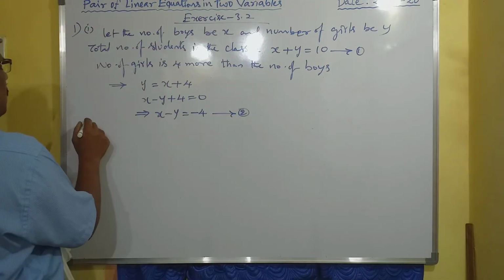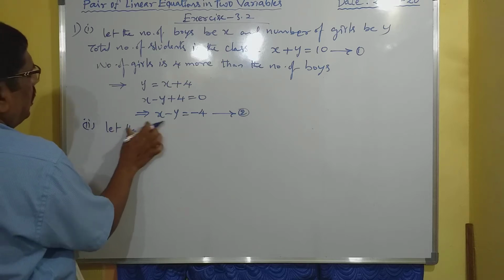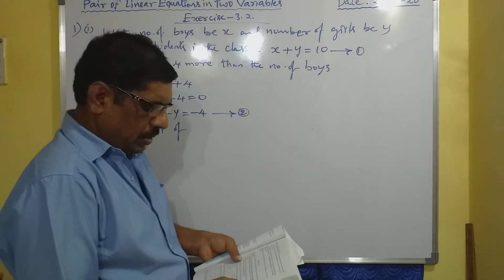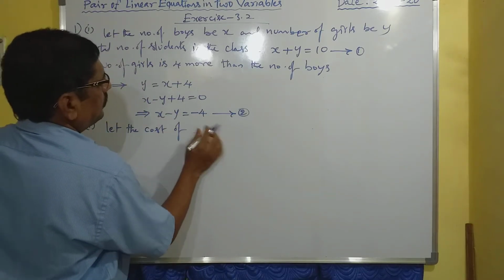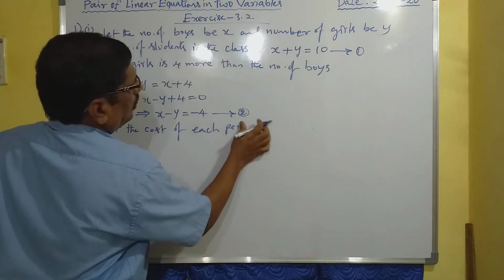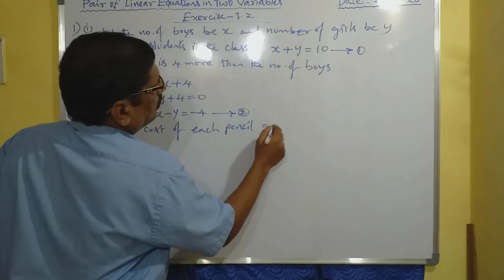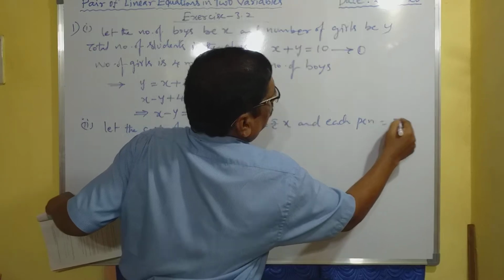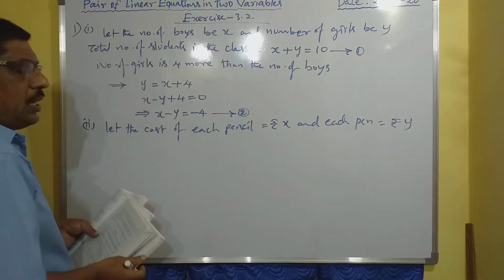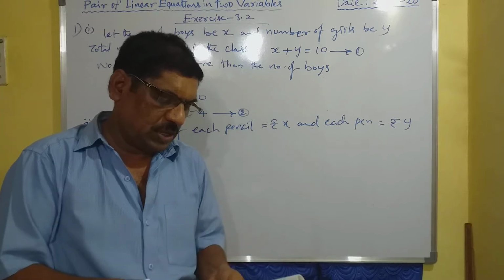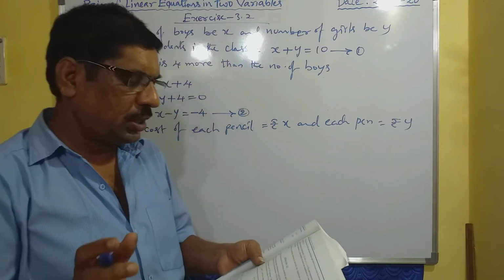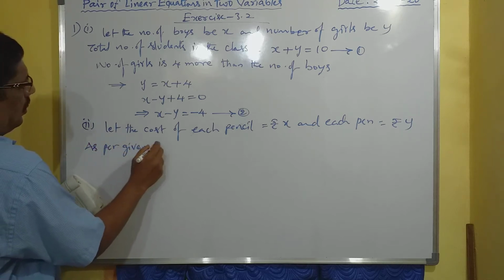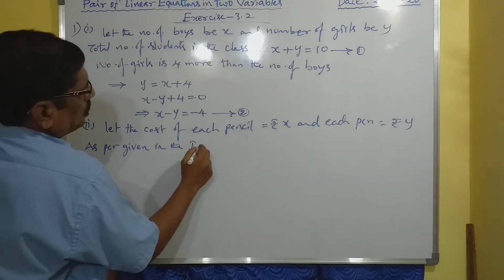So for the second one, let us take the cost of pencil and pen. Let the cost of each pencil be rupees x and each pen be rupees y. Here he has given two sentences. In the first one, 5 pencils and 7 pens together cost 50 rupees. As per the given first case.